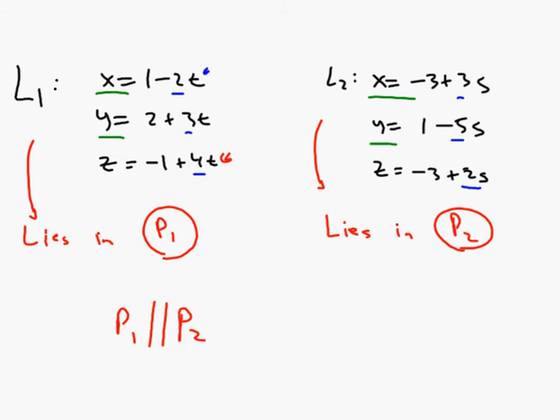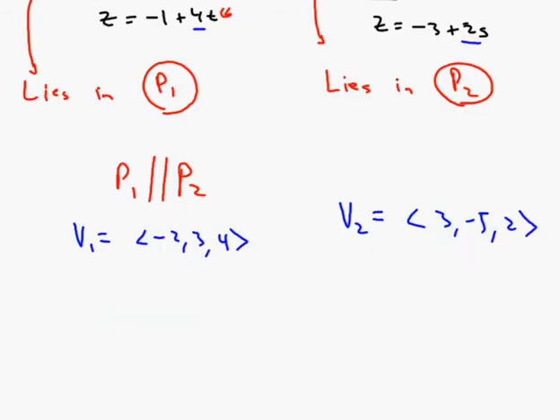Well, if we believe that the two planes that contain the two lines are parallel, then we know we could do the following. We could find the cross product of the two direction vectors. So line 1 has a direction vector v1 equal to negative 2, 3, 4. And line 2 has a direction vector 3, negative 5, 2. And what can we say about them? Well, if we did v1 cross v2, we would get an answer.